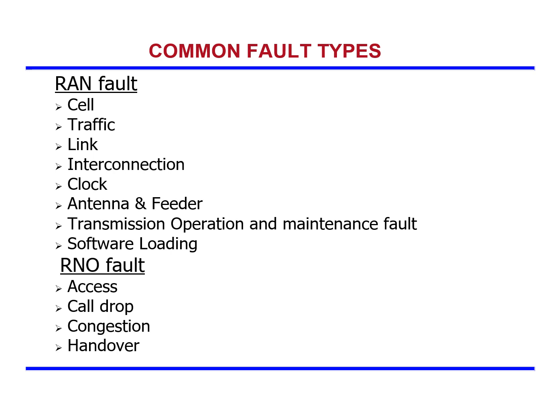The common fault types are RAN fault and RNO fault. RAN fault means radio access network. There can be cell fault, traffic problem, link, interconnection, clock, antenna and feeder, transmission problems, software loading. RNO fault. RNO means radio network optimization. Can be problems in access, call drop, congestion, and handover.